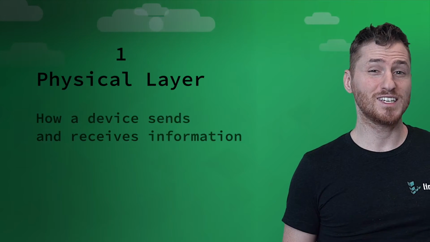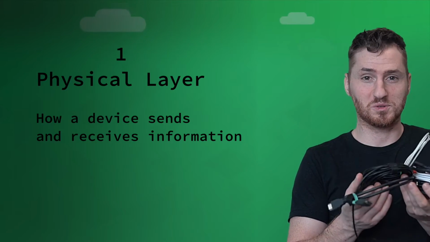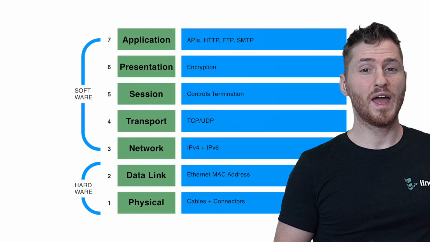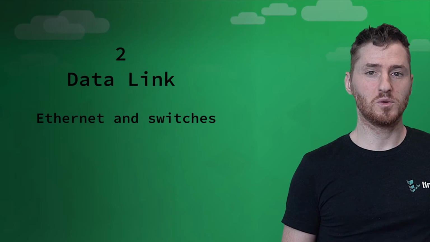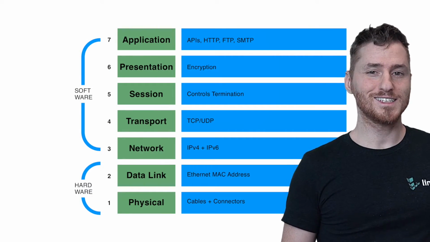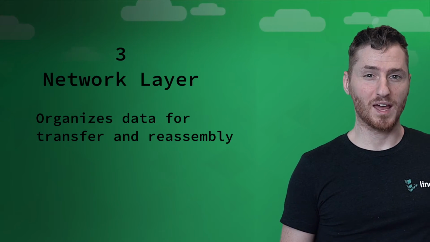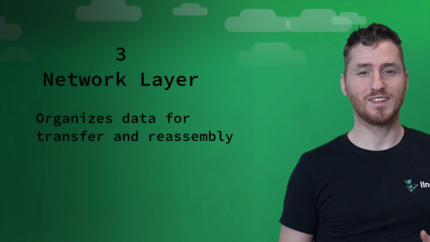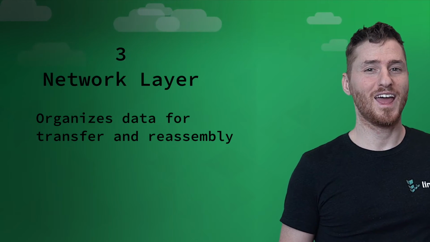So the first layer is the physical layer. This layer specifies how a device sends and receives information, such as fiber optic cables, or coax cables, or just hubs. For the second layer, you have the data link. And this layer takes the network information and breaks it down into frames and transmits them over the physical layer. So some examples are Ethernet and switches. The third layer is called the network layer. This layer organizes the data for transfer and reassembly. So it finds the best available path from one network to another to ensure that the data is delivered. And some examples are packets like IP, ICMP, and IGMP.